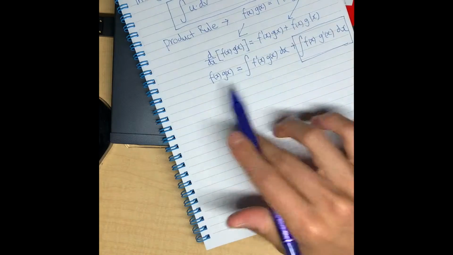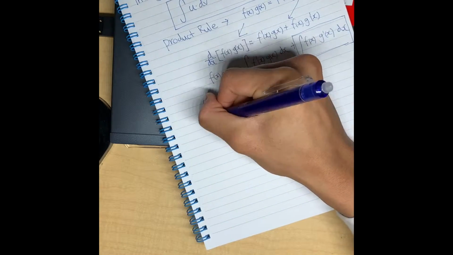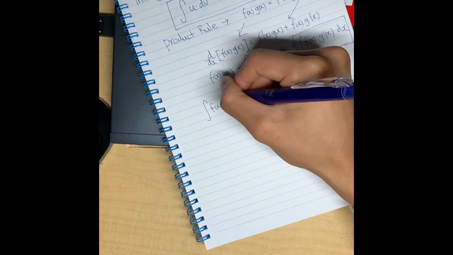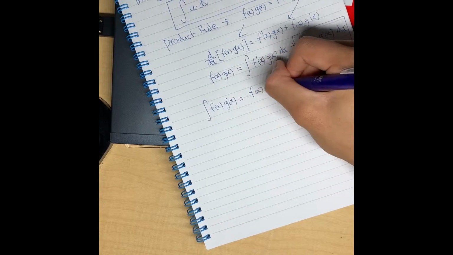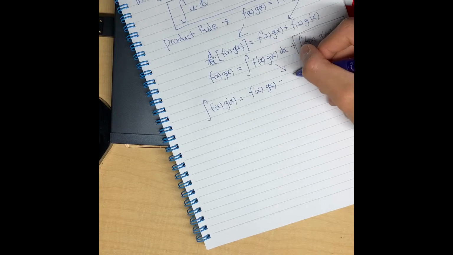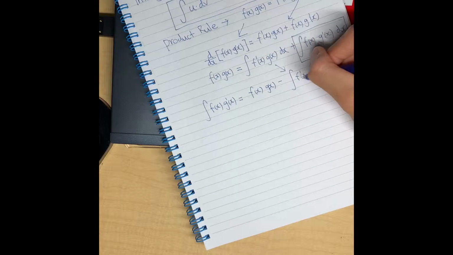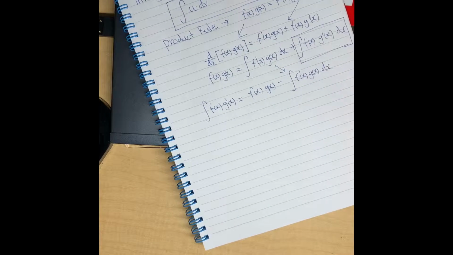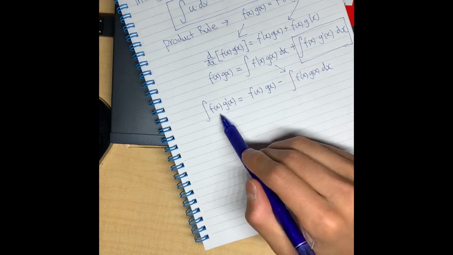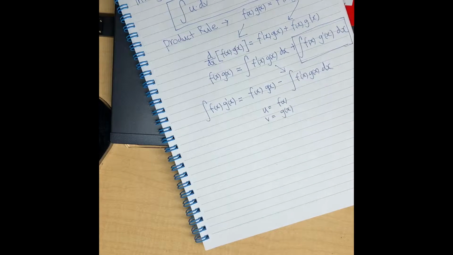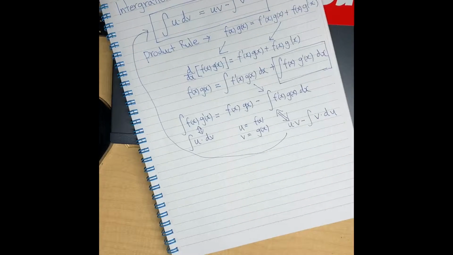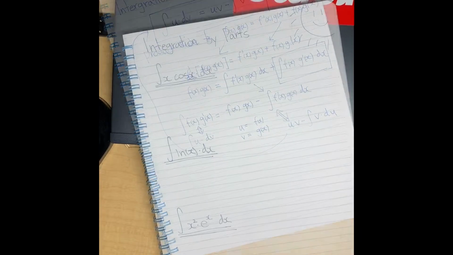So what I'm going to do is subtract the integral of f'(x) g(x) dx from both sides, and then we end up with the formula for integration by parts. That's really easy, right? And for the equation I wrote previously, I just said u equals f(x) and v equals g(x), so don't get confused.